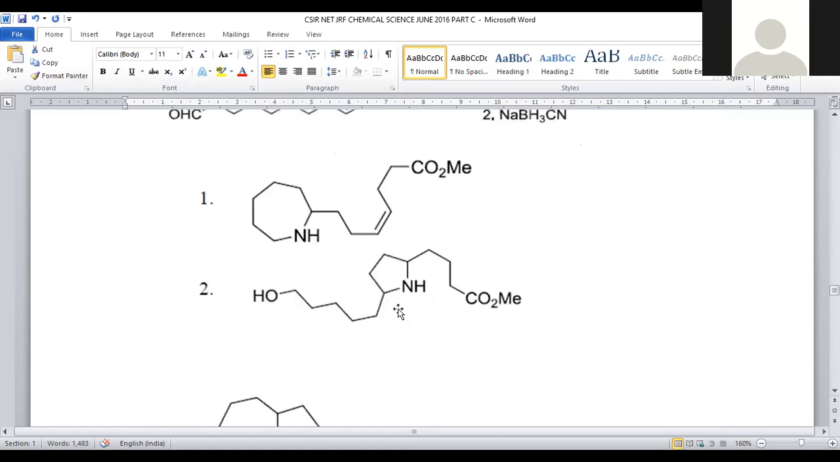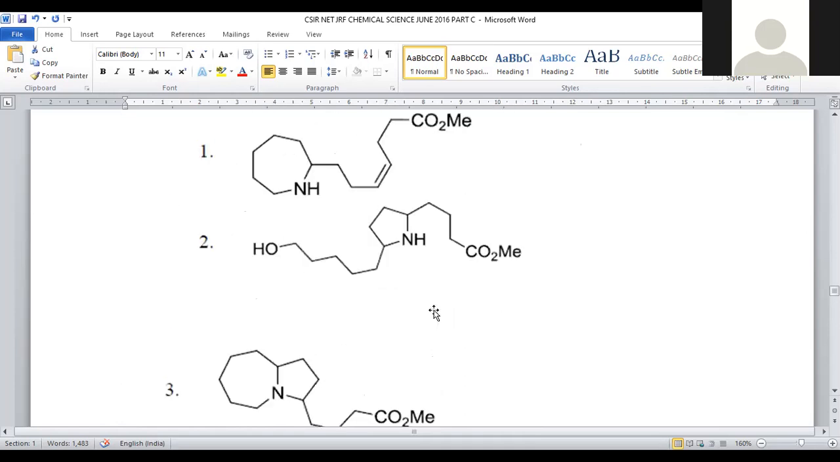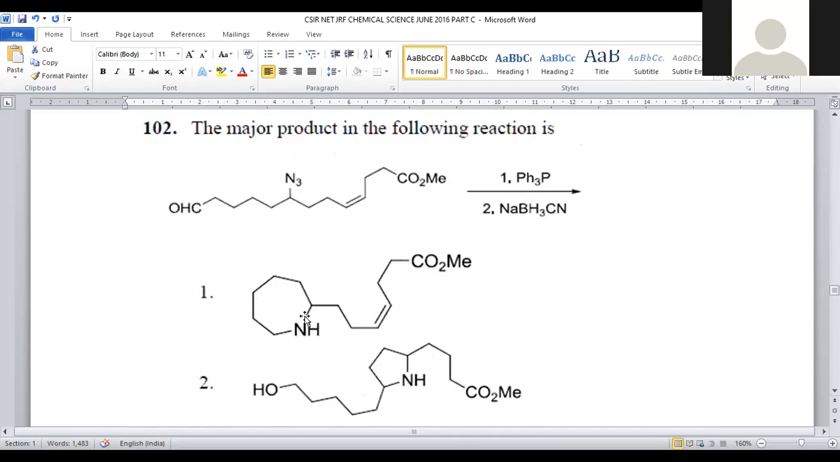In the second one, we got only a 5-membered ring. This is not preferable. In the third one, a bicyclic ring is not at all formed. Here also, bicyclic is not at all formed. Only the 7-membered ring, option 1, is the correct one.